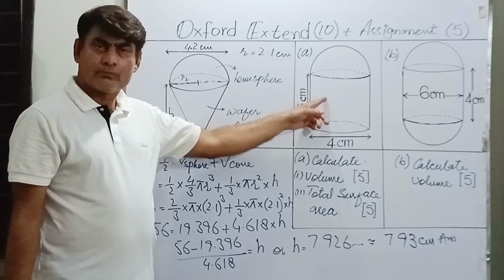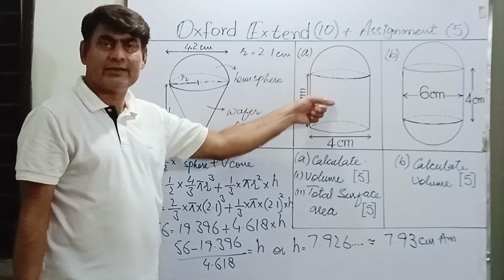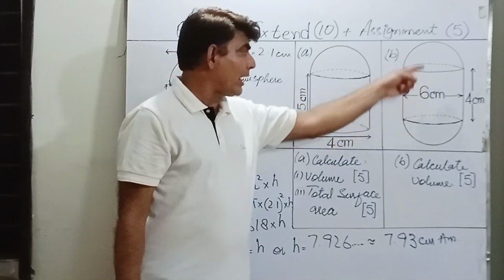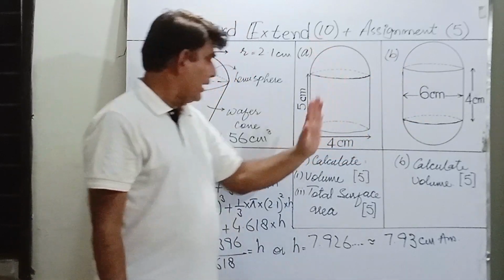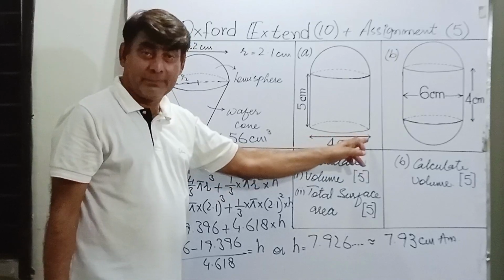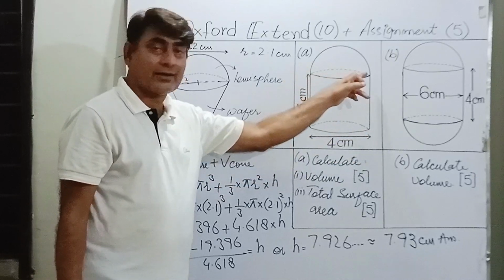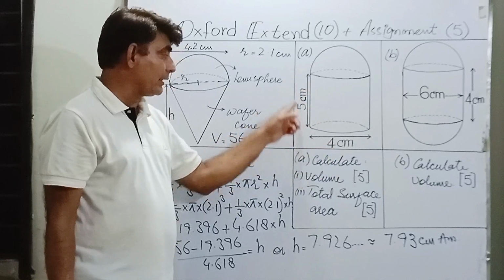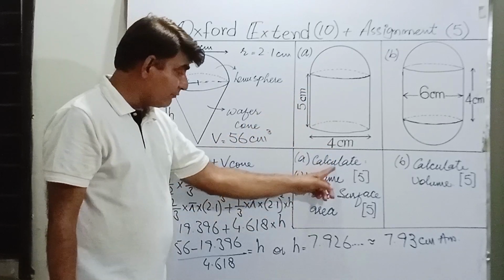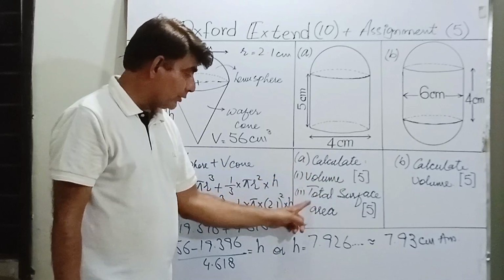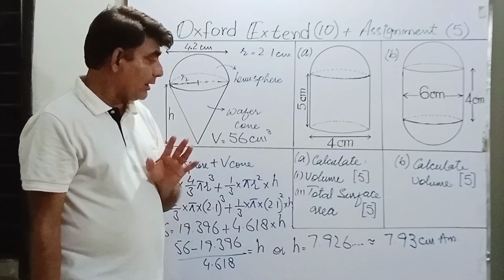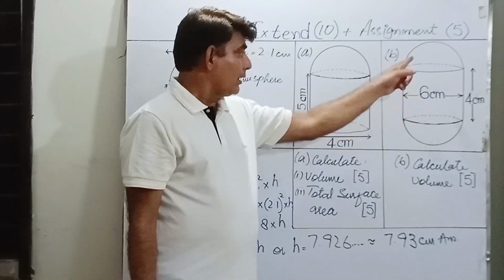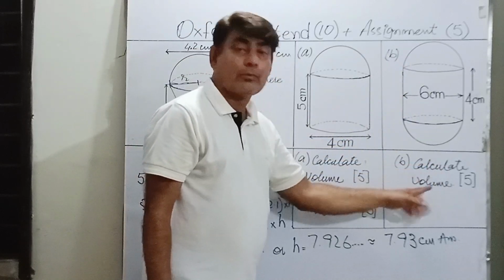For this question, it is a combination of hemisphere and a cylinder. For this question, two hemispheres along with the cylinder. And 4 centimeter is the base diameter. The same diameter is over here. And to find the radius, it would be 2 centimeter. Height of cylinder we are given. And we have to calculate volume and total surface area. Right over here, we have to calculate volume only.